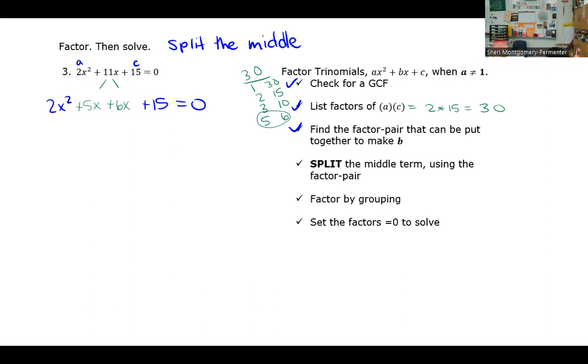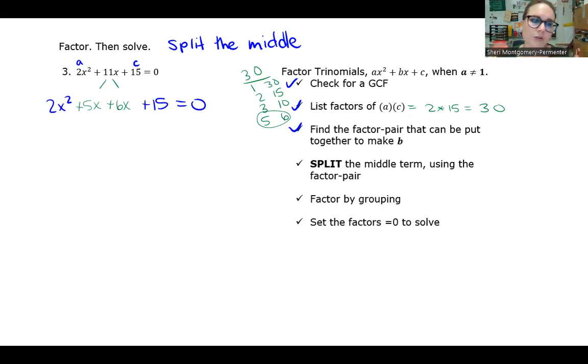So we've got our 2 groups. And I will tell you that it doesn't actually matter which order that you put these in. You will get the same answer. Your work will look a little different than your friends', but you will end up with the same answer. So now we will factor by grouping.